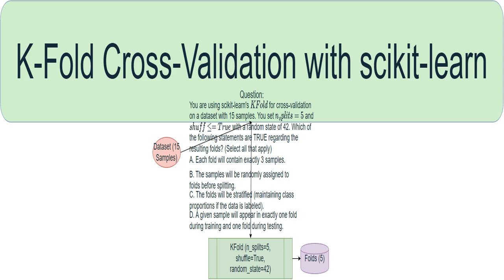This is the question I am tackling. I will need to understand the parameters of the KFold function and how they affect the splitting of the data to answer it correctly.